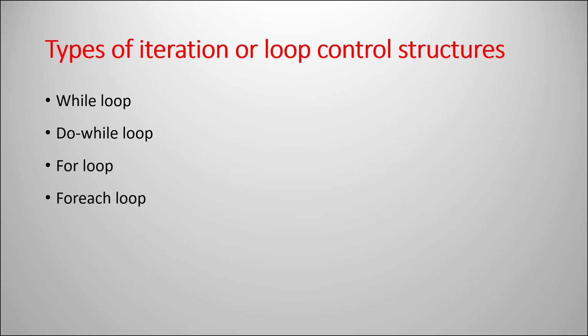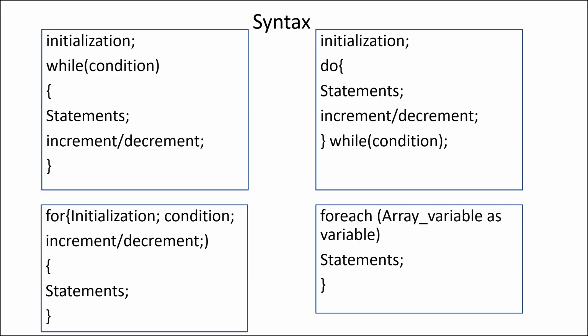There are different types of iteration or loop control structures. They are while loop, do while loop, for loop, and foreach loop. So the syntax for all the four loop control structures, where the first one is while, the syntax is while followed by condition, and if the condition is true, then the statements within the while loop will be executed, where you have to include the increment and decrement part within the loop itself.